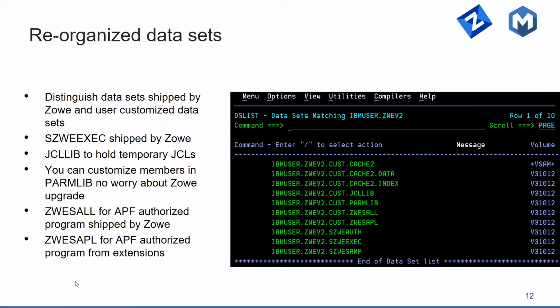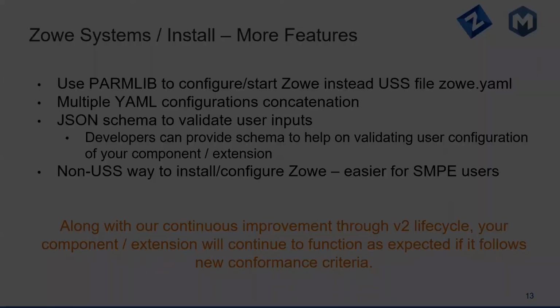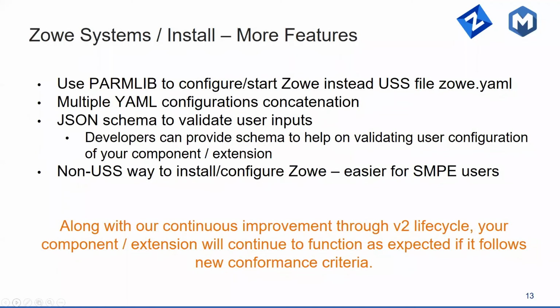We are working on more features, and it's very interesting, and I believe it's very helpful. So one big change is we want to introduce PARMLIB. As I mentioned earlier, we want to introduce a new way, not USS, and PARMLIB will be the central part of it. You don't need a USS file zowe.yaml to configure Zowe. Instead, you can define it in a PARMLIB. This is a more traditional z/OS way, and we want to support this.